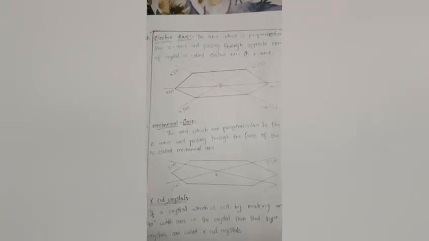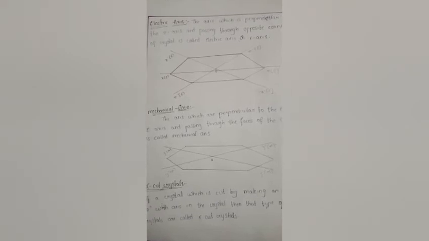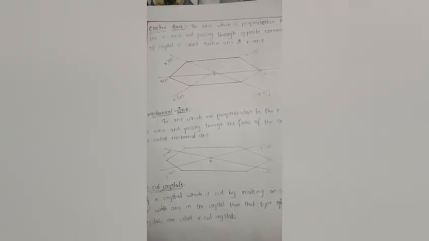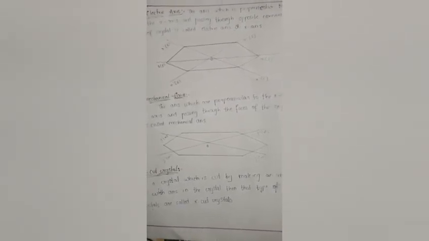Now the electric axis. The axis which is perpendicular to the z-axis and passes through opposite corners of the crystal is called the electric axis or x-axis. That is the diagram of the electric axis. Mechanical axis: the axis which is perpendicular to the x and z axes and passes through the faces of the crystal is called the mechanical axis.